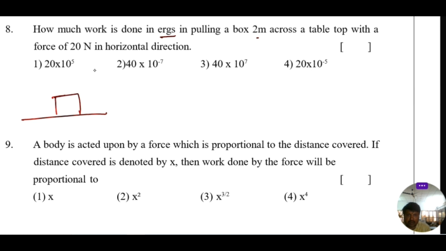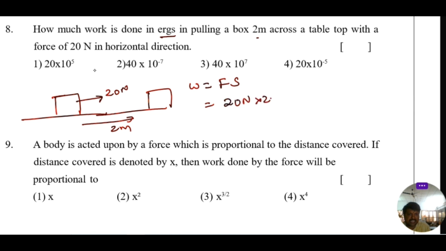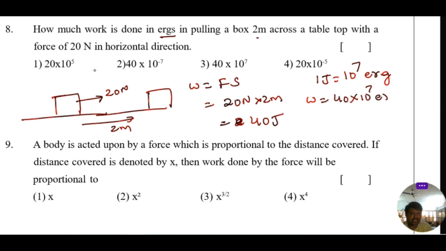Here the box is pulled with a force of 20 Newton in the horizontal direction. So force and displacement are in the same direction. Displacement is 2 meter, so W equals Fs. Here F is 20 Newton and s is 2 meter, that is 20 into 2, equal to 40 joule. Convert joule into erg. We know 1 joule equals 10 to the power of 7 erg, then work done equals 40 into 10 to the power of 7 erg. So option 3 is the right answer. So for the 8th one, option 3 is the right answer.